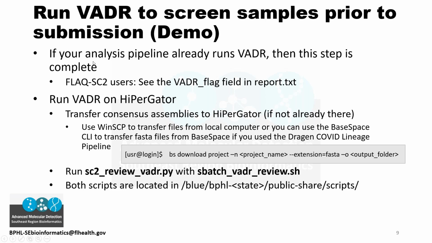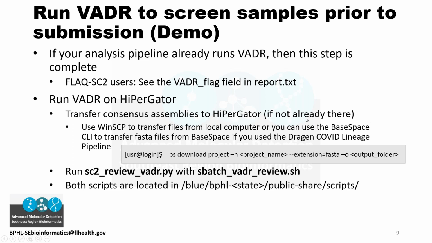As I mentioned before, if your analysis pipeline already runs Vader, you don't need to do this step. You're already good to go. You can already determine which samples pass and which ones need to be reviewed; for Flag SC2 users, it's in the report.txt. So Vader is installed on HyperGator, and I'm always updating it to the latest version. They make updates every once in a while. You'll need to transfer your consensus assemblies over to HyperGator if they're not already there.